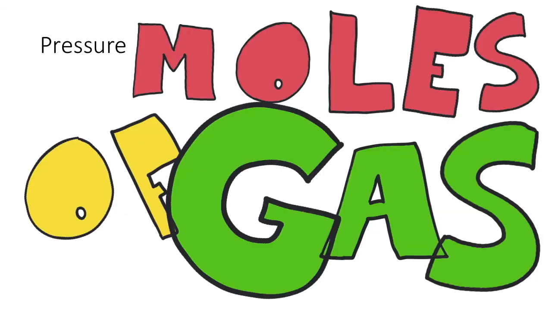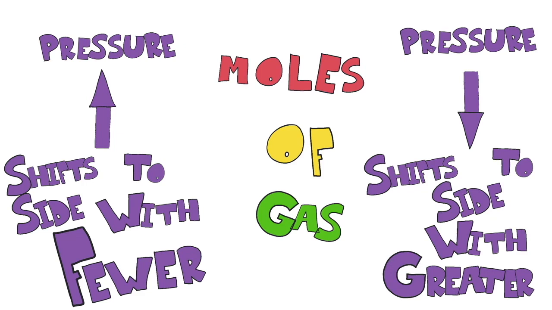With pressure, it's all about moles of gas. So if the pressure increases, we're going to shift the equilibrium to the side with fewer moles of gas. If the pressure decreases, the equilibrium will shift to the side with greater moles of gas. With temperature, to shift the equilibrium to the exothermic side, we have to cool it down. To shift the equilibrium to the endothermic side, we have to heat the reaction up.